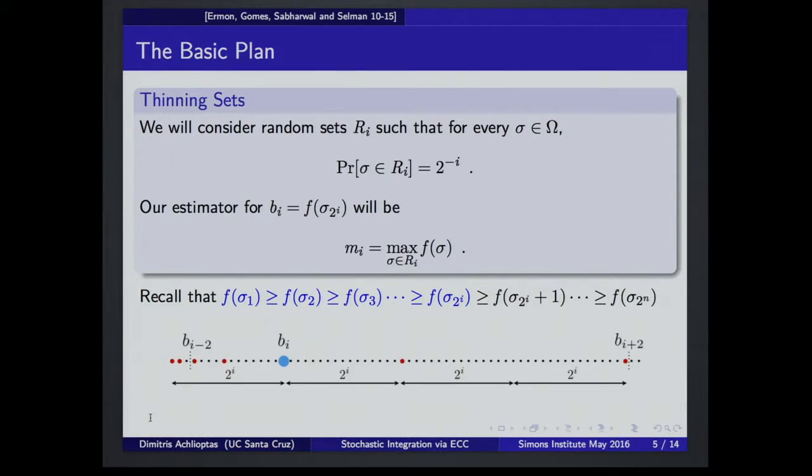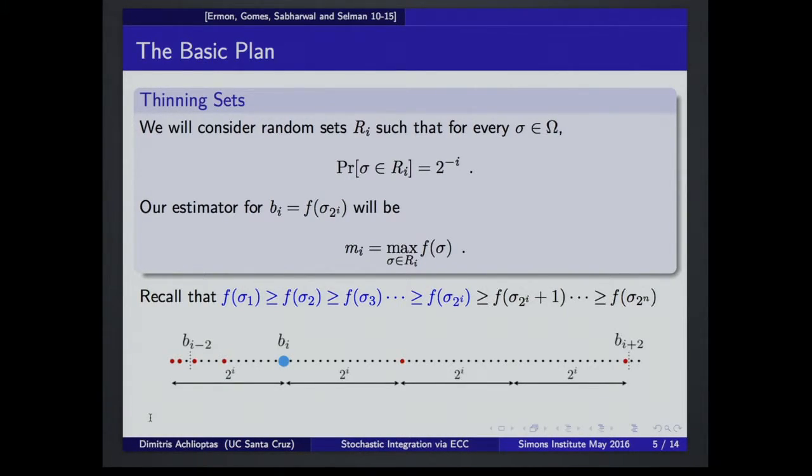And then our estimator for b sub i is going to be the maximum of our function over the random set. So for example, if you think of f as being merely a 0-1 function, so that what you're really asking is, when I take this random subset, are there still any solutions left? Are there still any places where f evaluates to 1? So it's a thinning of the original domain that we're going to do in a random manner. And we're going to thin down to the point where we expect that the number of solutions remaining is about 1, at least in expectation.